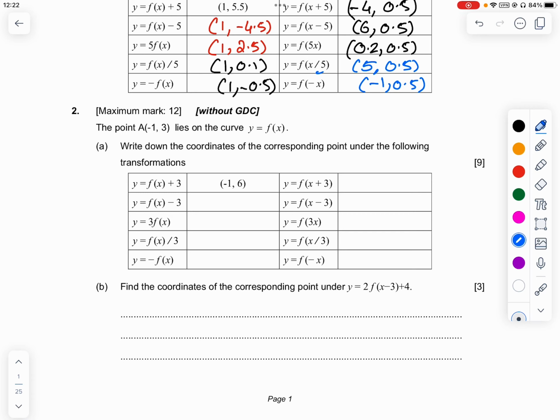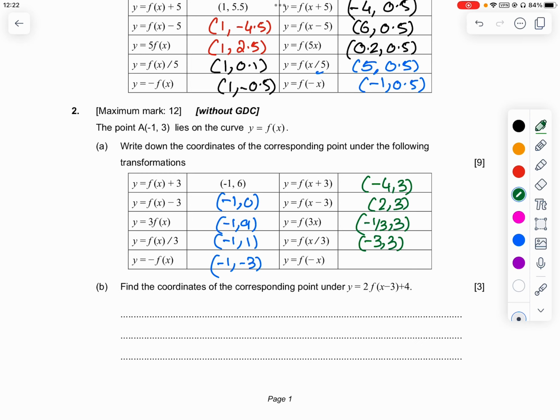Same is the case for the next one. You can pause the video, do it yourself and check whether the answers are correct or not. So follow the rules given at the beginning of this video. Pause the video, don't just copy down, try on your own and check the answers. The answer should be negative 3 comma 3 and 1 comma 3.